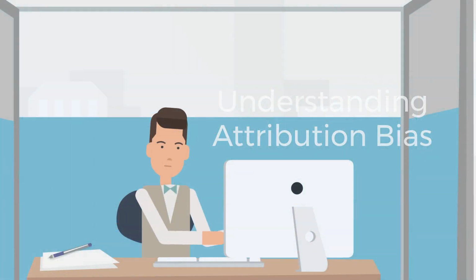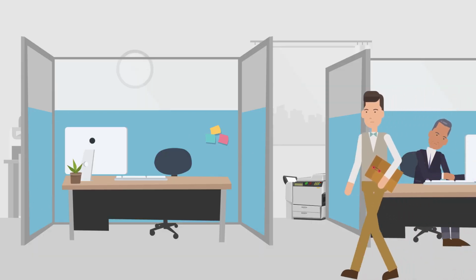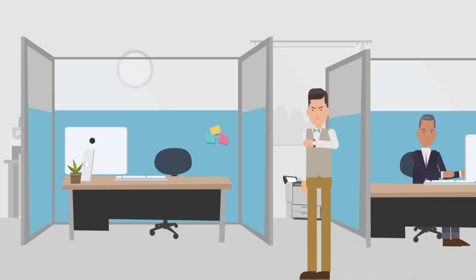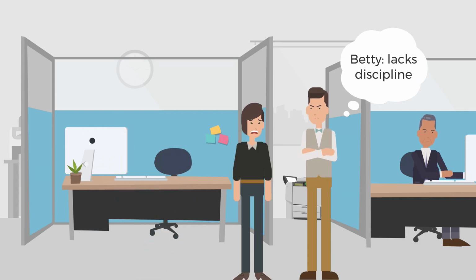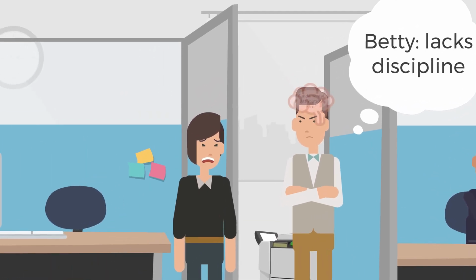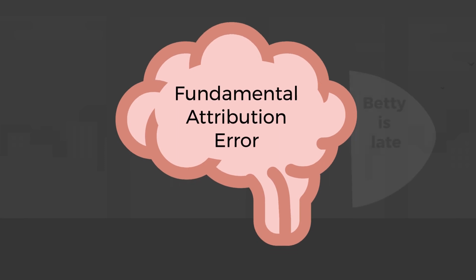Imagine you have an urgent task to complete, and you need to do it with your partner, Betty. But the problem is, she's late, really late. Your brain is quick to connect the dots. She doesn't care. She really lacks discipline. Well, your brain just took a common shortcut called the fundamental attribution error.